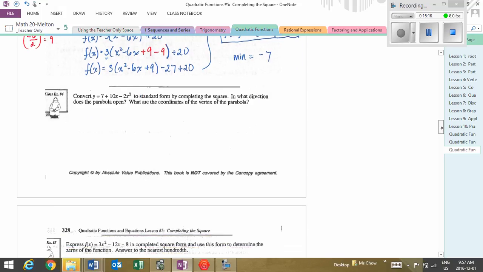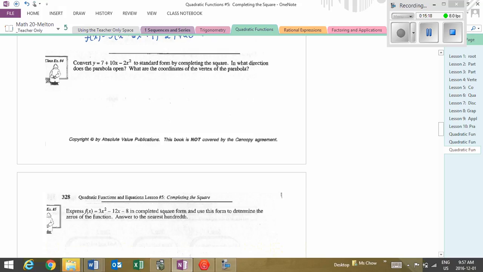Let's take a look at class example number 4. This is just written in ascending order instead of descending order. So we'll start by rewriting it in descending order: negative 2x squared plus 10x plus 7, and then we know we need to factor out the negative 2. So y is equal to negative 2 times x squared, and because I'm factoring out negative 2, this is now negative 5x. We want to now complete the square.